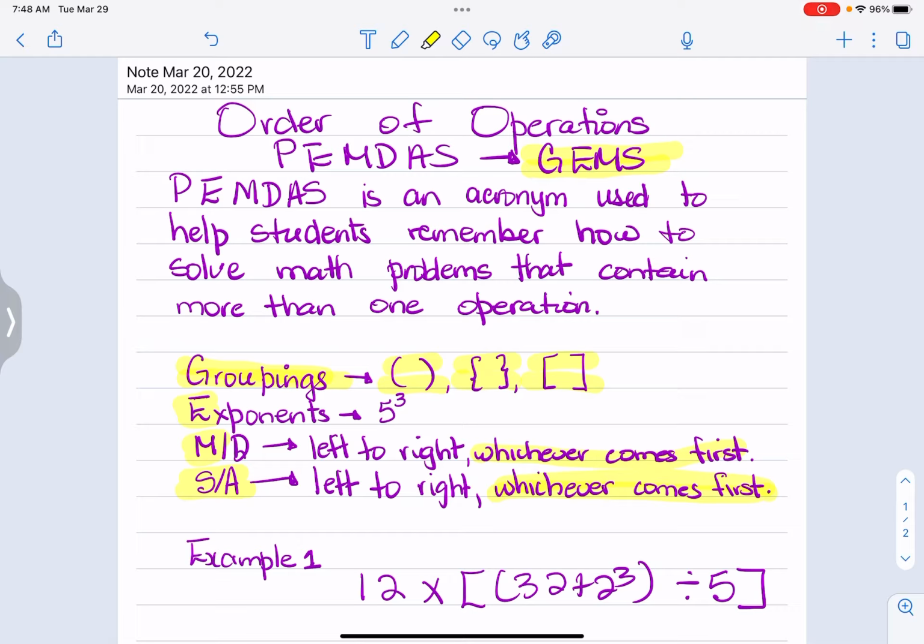And so GEMS means grouping. Instead of saying parentheses, we say groupings, because it's not only parentheses, but it's braces and also brackets. The E represents exponent. M represents multiplication, and of course multiplication and division, which you do from left to right, whichever one comes first. The S in GEMS represents subtraction, and again it's subtraction and addition, whichever one comes first, right? Solving from left to right.